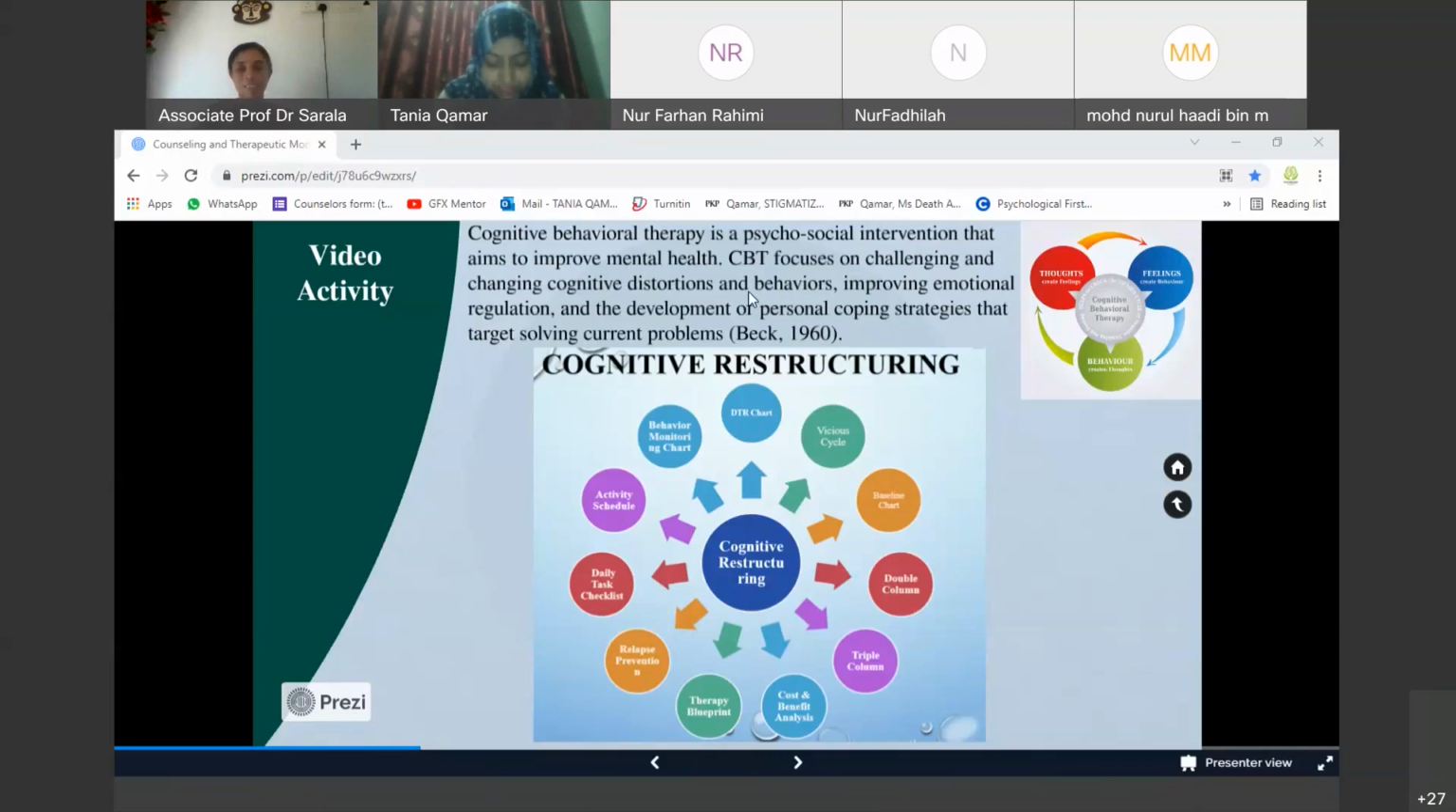when we practice this exercise with patients, we start this strategy in initial sessions. Mostly we use it in our second or third session. But before practicing this strategy, we give a DTR chart, dysfunctional thought record chart, to the patient in the first session as a homework assignment, and then he or she completes this chart in the second session. Then we practice this exercise with the patient.